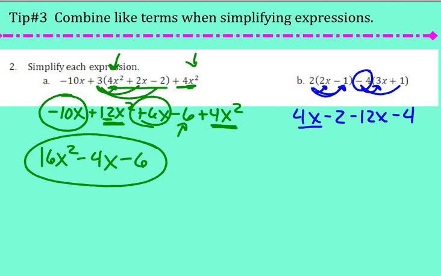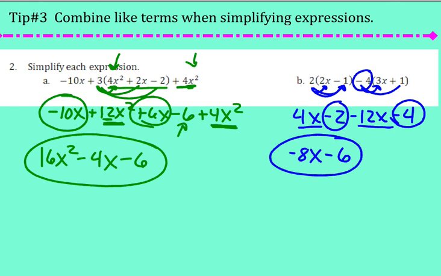We have two variable terms that are the same, 4x and negative 12x, add up to negative 8x, and two constants, or numbers, negative 2 and negative 4, that adds up to negative 6. So negative 8x minus 6.